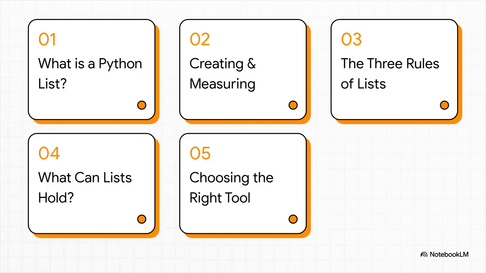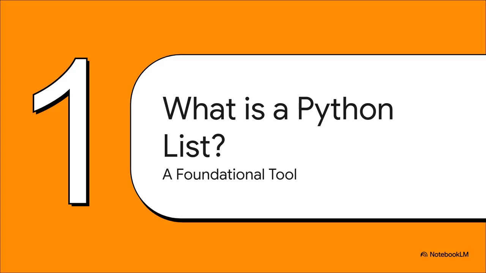First, we'll nail down what a list actually is. Then we'll get hands-on with creating and measuring them. After that, we'll cover the 3 golden rules that every list lives by, explore all the different kinds of stuff you can put in them, and finally, we'll figure out when a list is the exact right tool for the job. Okay, let's jump right in.